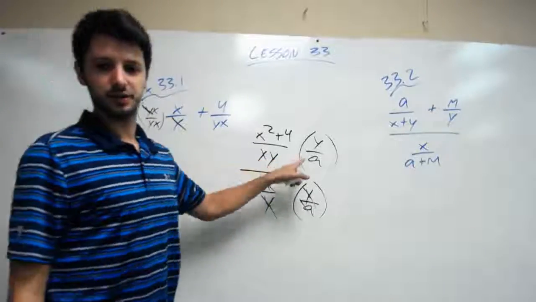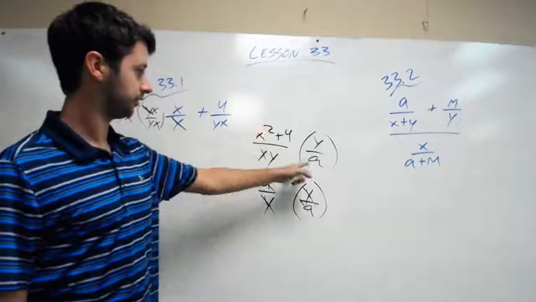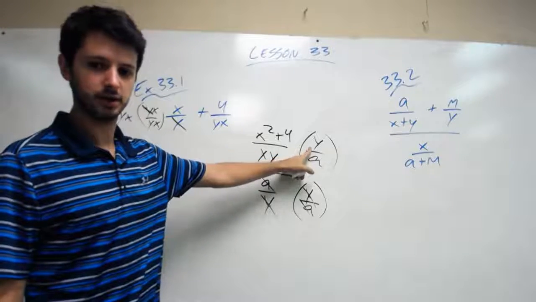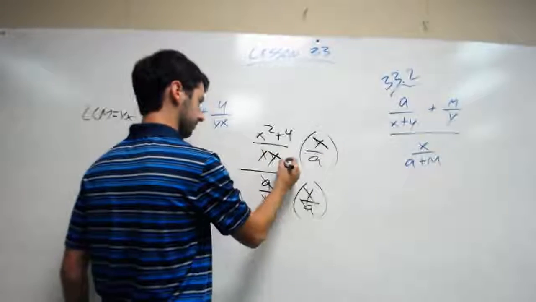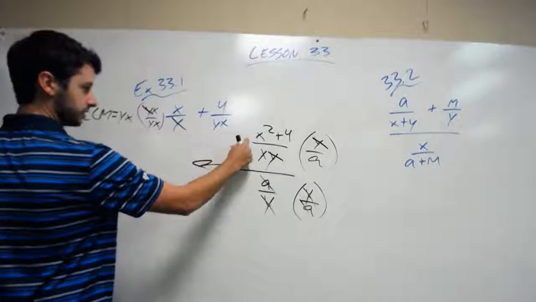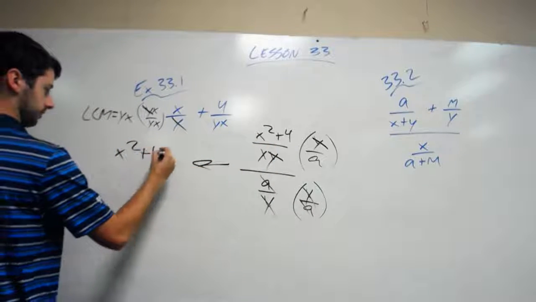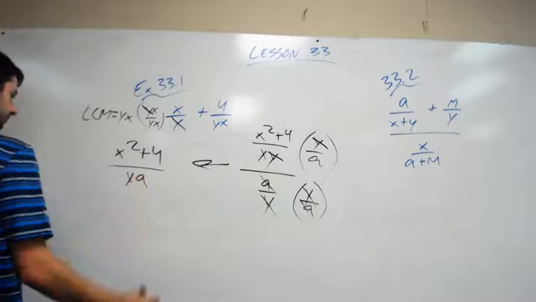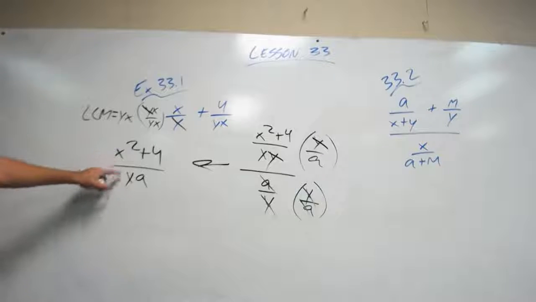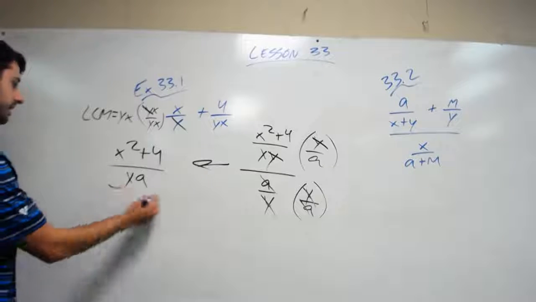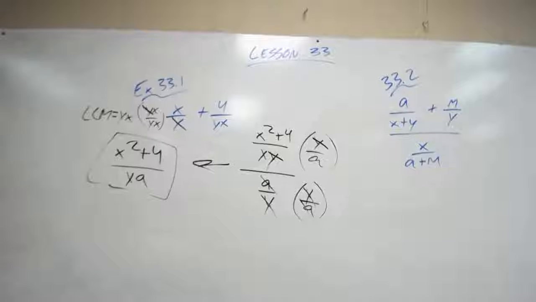We can see if we can cancel anything by going diagonal. A doesn't cancel out with anything here, but this y and that y can cancel. So we cross those out, and we are left with x squared plus 4 on top, divided by x times a. Remember, these cannot reduce. This is a sum, so a sum is its own identity. So this is actually our answer: x squared plus 4 over x times a.